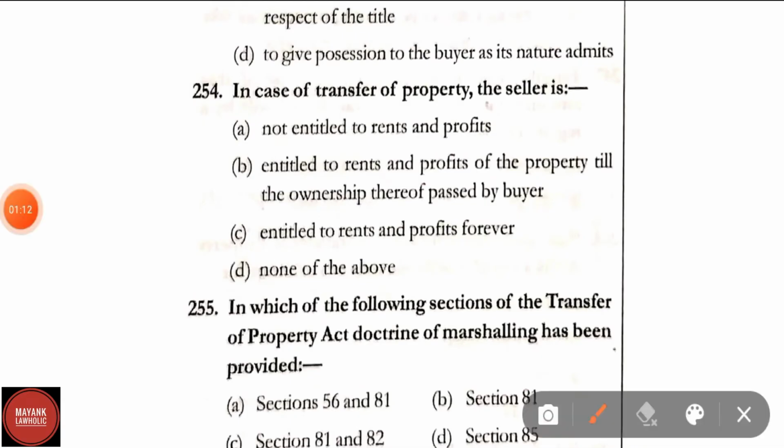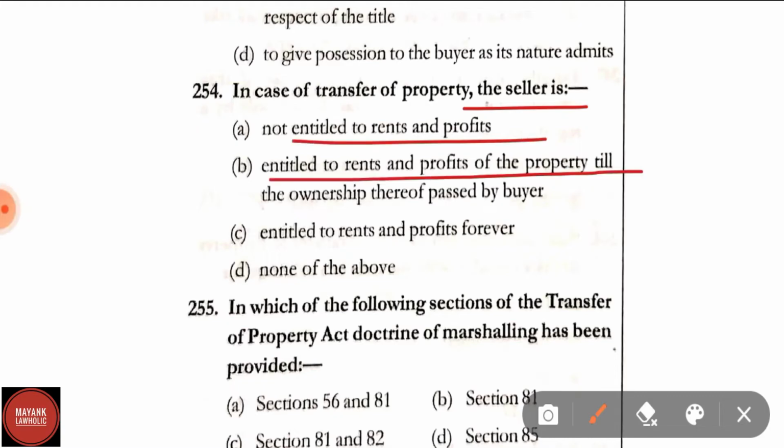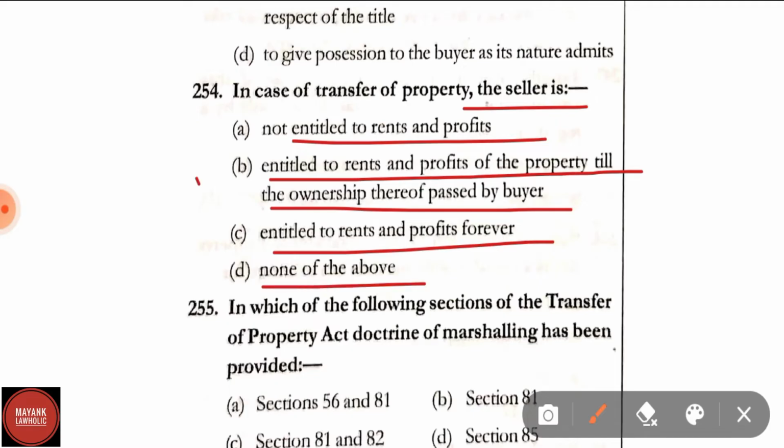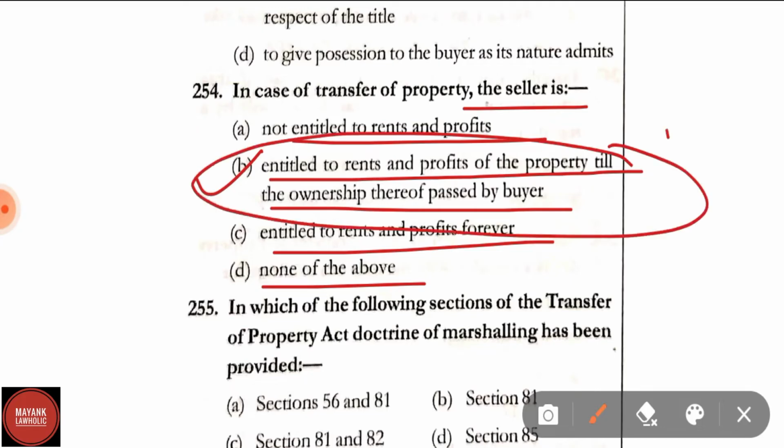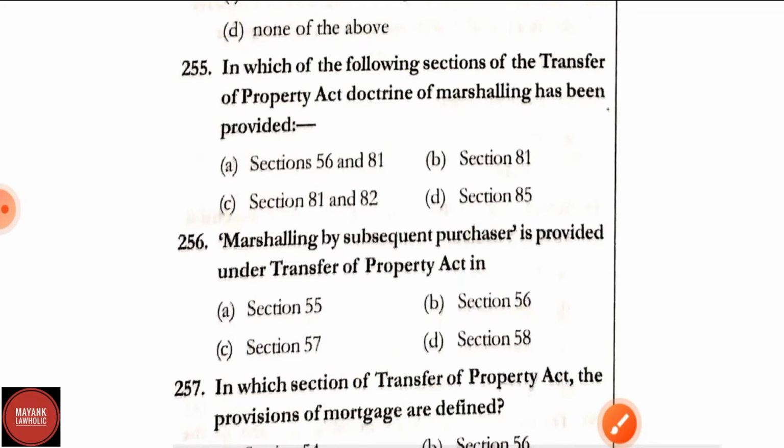Question number 254. In case of a transfer of property, the seller is option A, not entitled to rents and profits. Option B, entitled to rents and profits of the property till the ownership thereof is passed to the buyer. Option C, entitled to rents and profits forever. And option D, none of the above. Here correct answer is option B, that is entitled to rents and profits of the property till the ownership thereof is passed to the buyer.